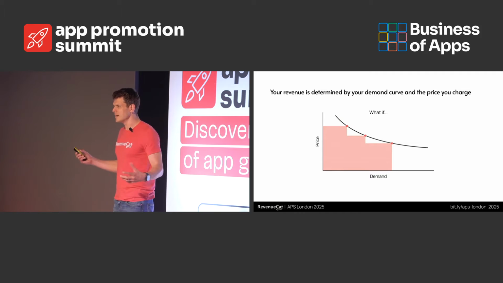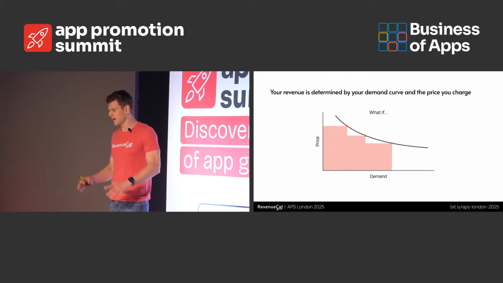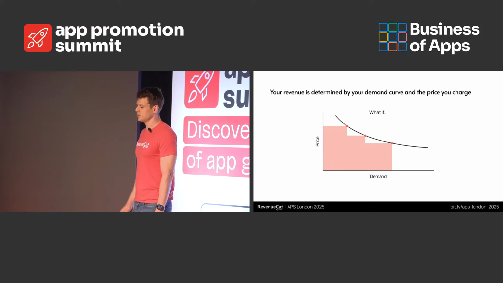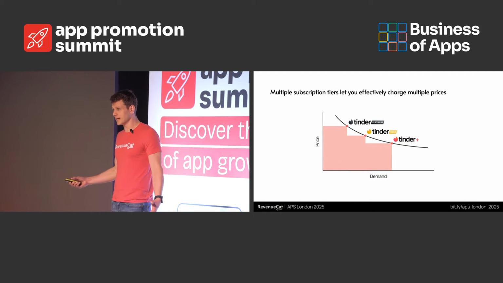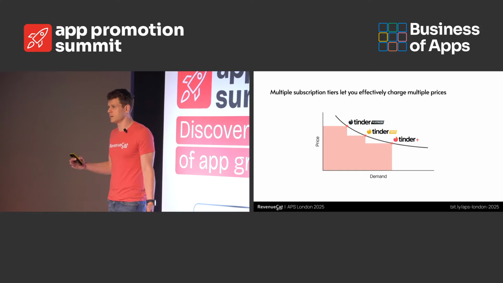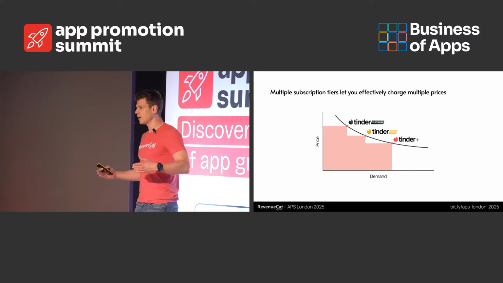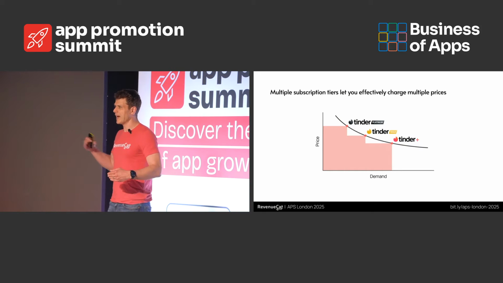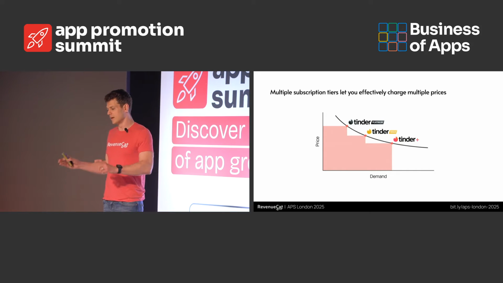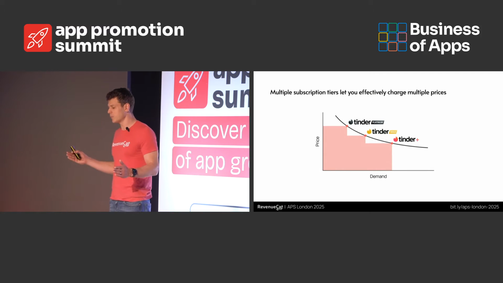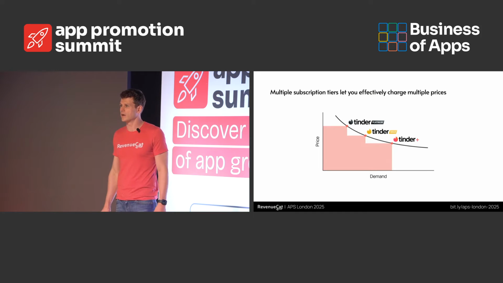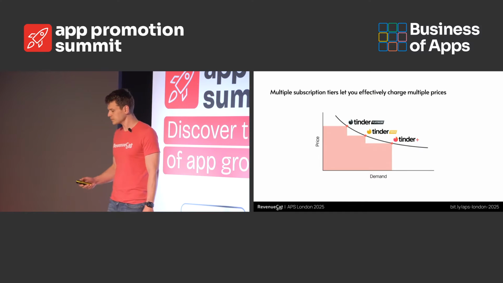Now, what if you could charge multiple prices? That would increase this area under the curve. And it turns out that you can. Here's one example. Tinder has 3 different subscription tiers: Tinder Plus, Tinder Gold, Tinder Platinum, and it allows customers to self-select at the level that they're willing to pay for, right? So Tinder does not have one price; it has 3 prices, and it's therefore increasing this area under the curve and their overall revenue.